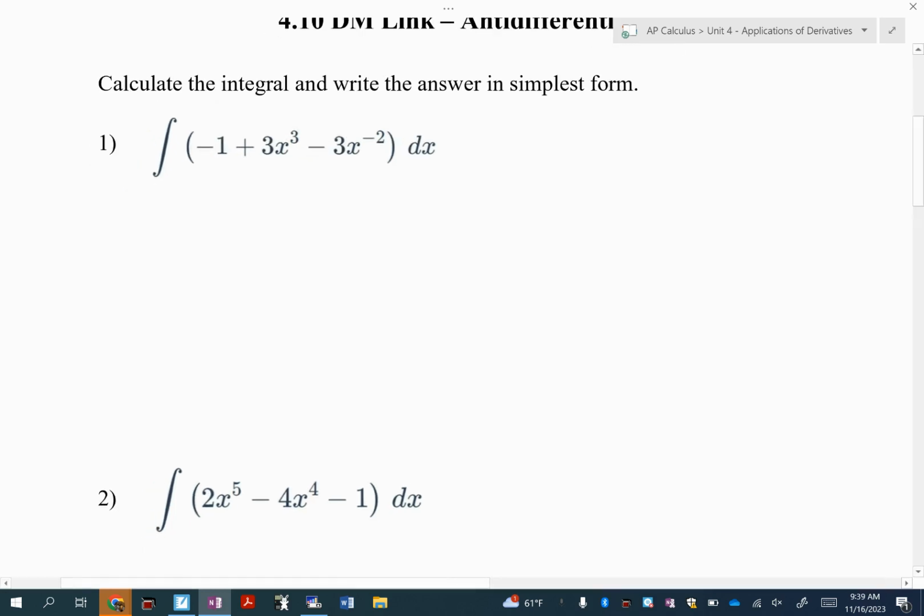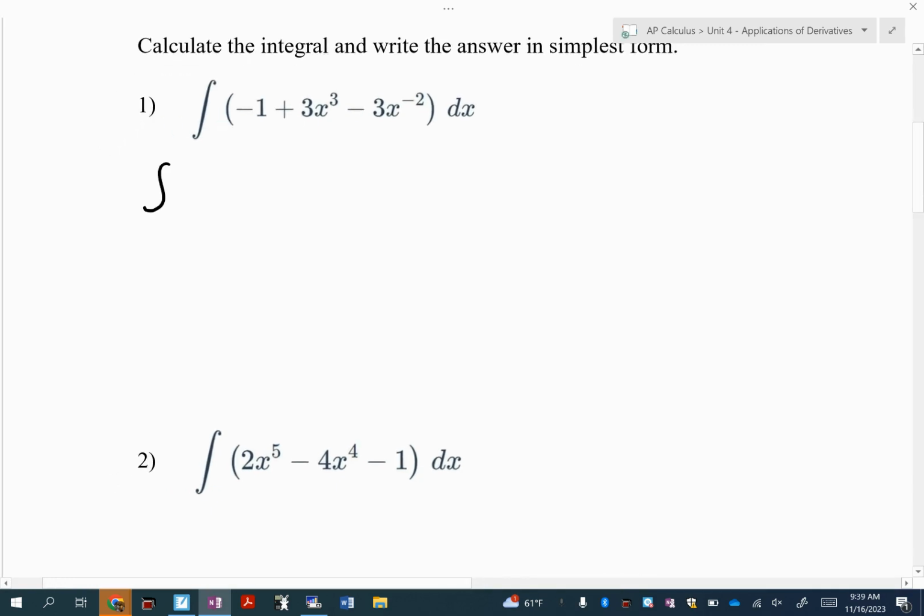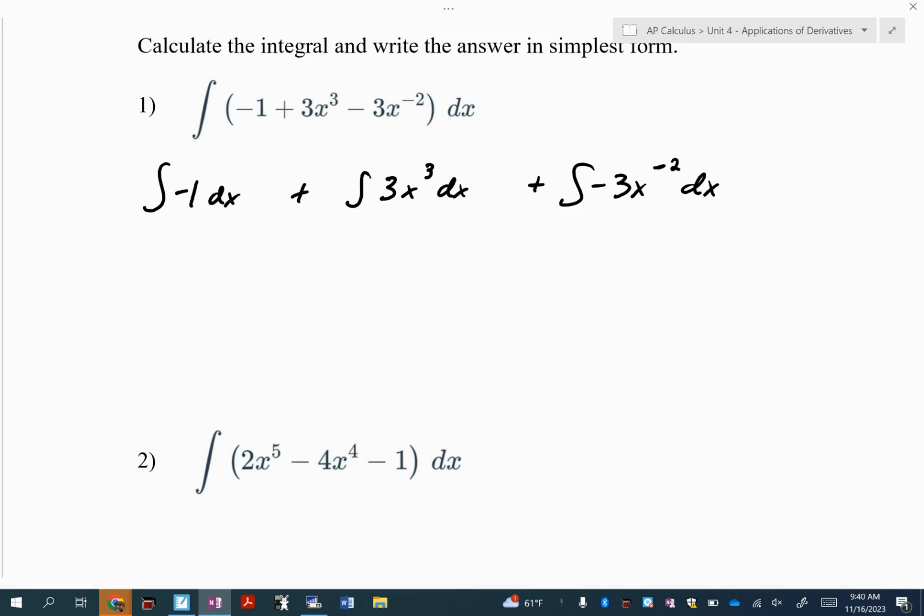If you want, you can always separate these. So I'll show you, Andres, what I mean. You can separate them into their own if you'd like. I'll be honest with you, I don't do this. It just takes more time to show all that work. If I'm doing this on the AP exam, I'm just going to try to mentally do all the antiderivatives separately.